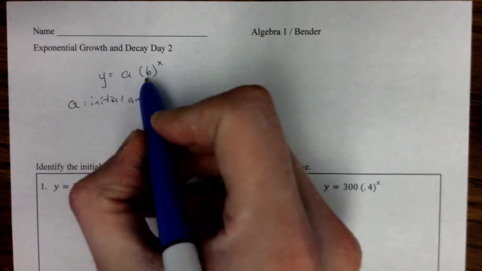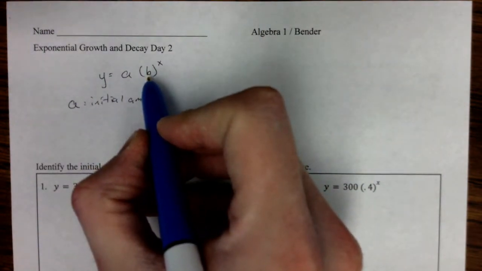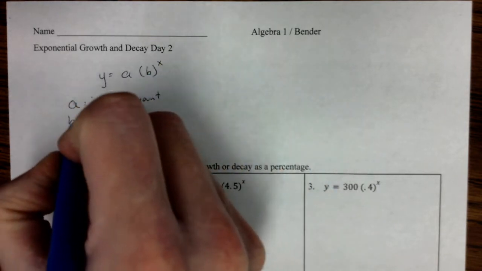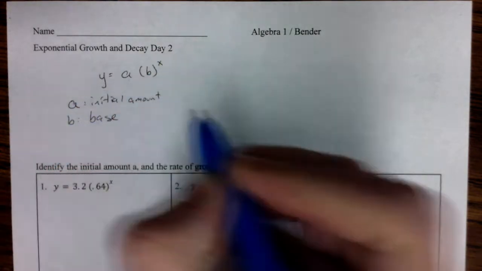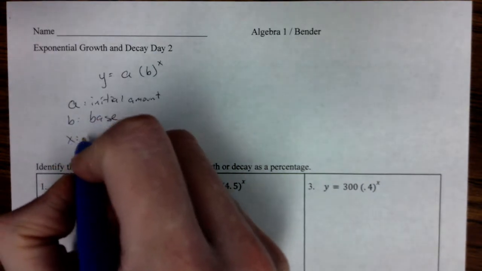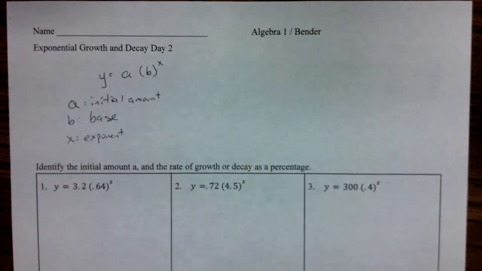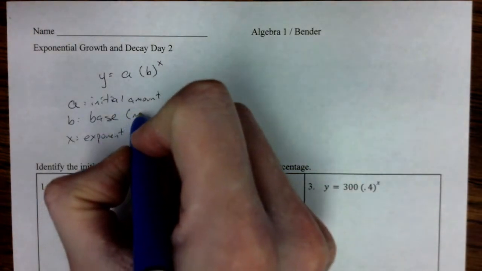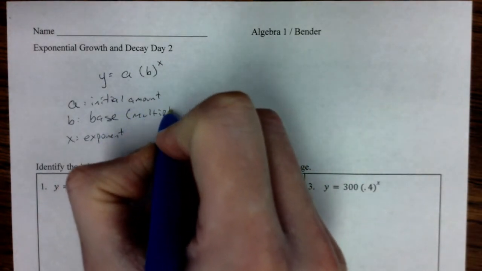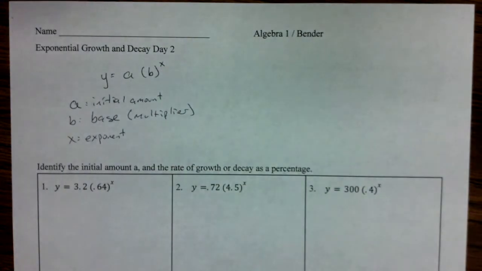B is what is directly underneath. It's the base of the exponent. So B is the base, and X is the exponent. Now, your base is going to be your multiplier. So if something is doubled, that's 2. If something is tripled, it's 3. If something is halved, it's half.